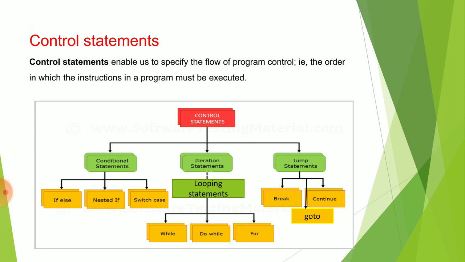The C language control statements are classified into three types: conditional statements, looping statements, and jumping statements. In conditional statements, there are two types: one is if else, another one is switch case. Looping statements have three types: while, do while, for. Jumping statements are break, continue, and goto.